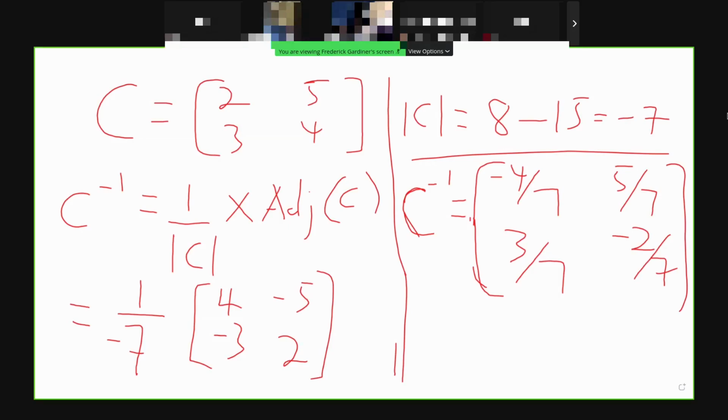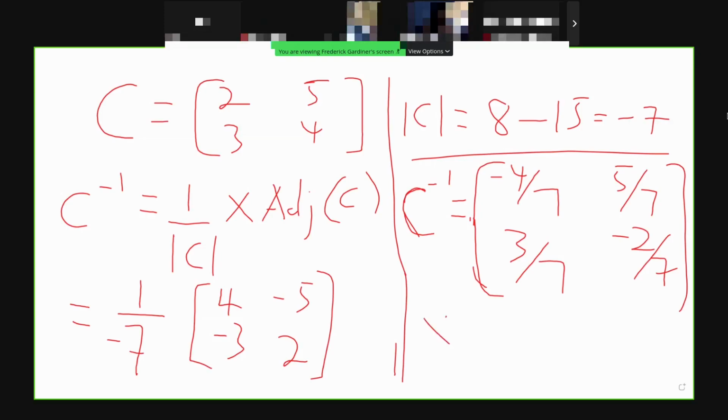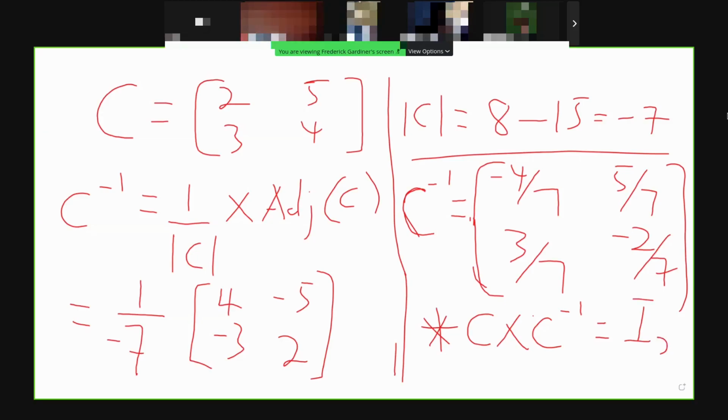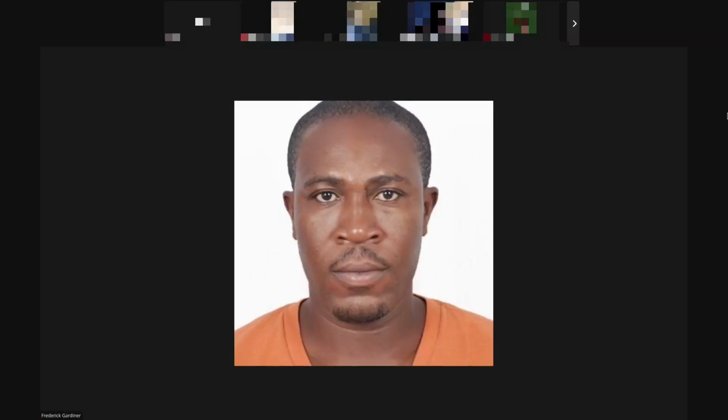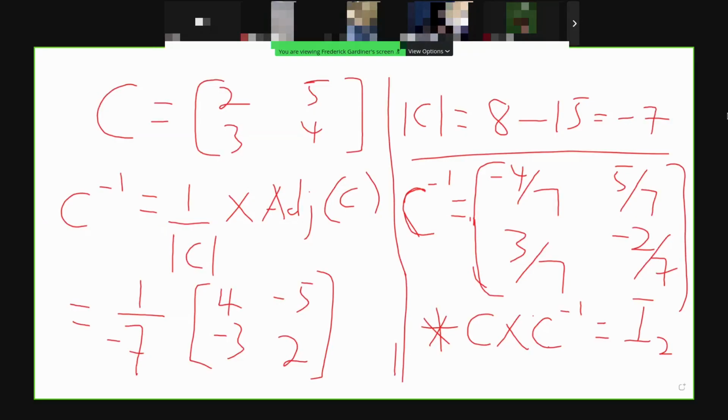So please try this. We are ending here, but try and see. Check if C multiplied by the C inverse that we have gotten is equal to I2. Okay? Investigate. Are you okay? Yes. Any questions? No questions, sir. So, in the absence of questions, we are going to end the meeting here. I hope that's okay.